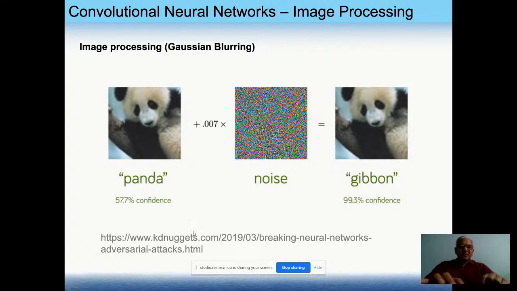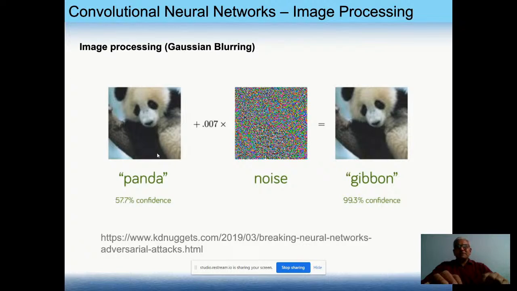A very beautiful article, some of you might have already read this. Those who have not, please go and read this. We have an image of a panda, which is a digital image. The CNN, which is trained to classify these different images, is also confident, 57.7%, greater than 50%. So it's also classifying this as a panda.